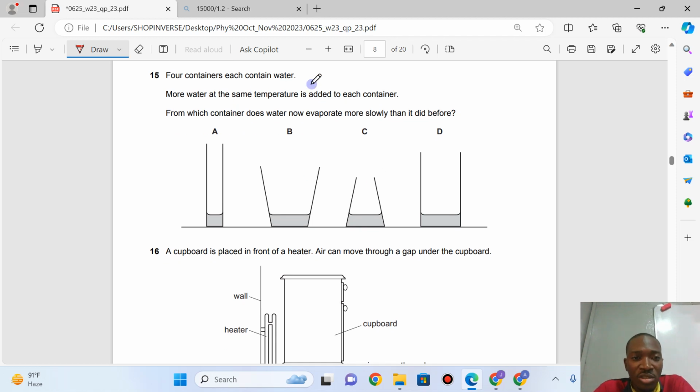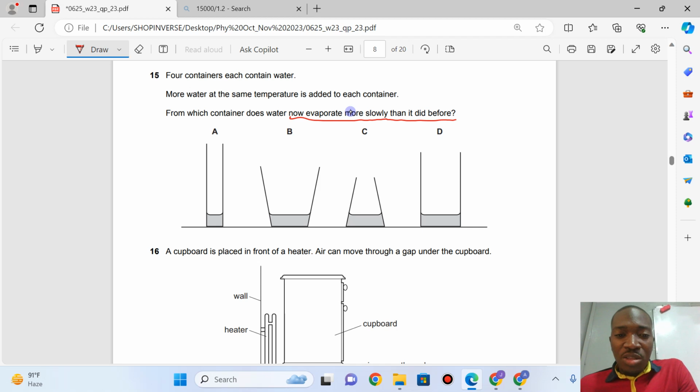Four containers each contain water. More water at the same temperature is added to each container. For which container does water now evaporate more slowly? Does water now evaporate more slowly than it did before? So that's the emphasis. Consider the rate of evaporation before, and consider the rate of evaporation after the water has been added. Which one will be lower?